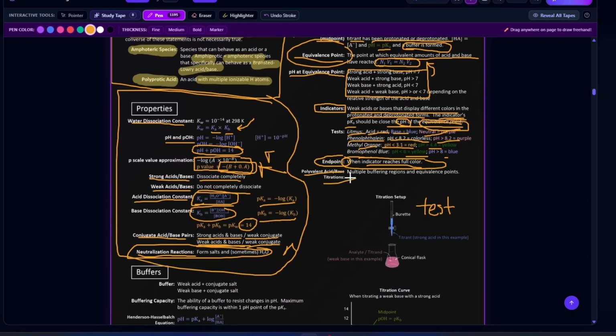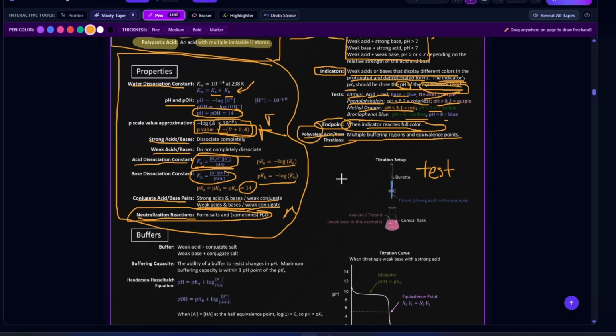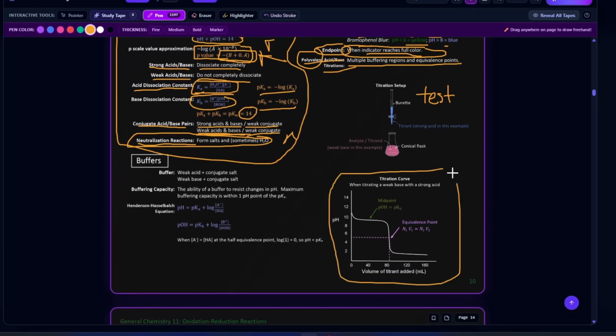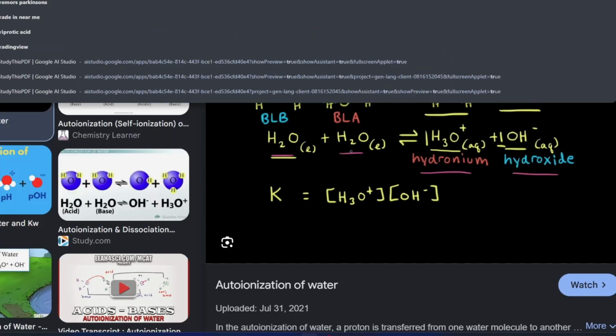Polyvalent acid-base titration is when you have multiple buffering regions and equivalence points. So polyvalent, multiple, not just one, multiple. So here's a titration curve. There's also a lot of different types of titration curves that you should know, and not just this one. This is just an example when titrating a weak base with a strong acid, but there are different examples to know.